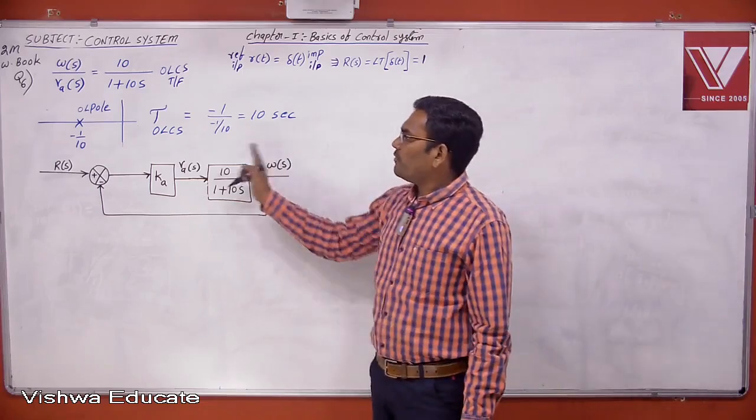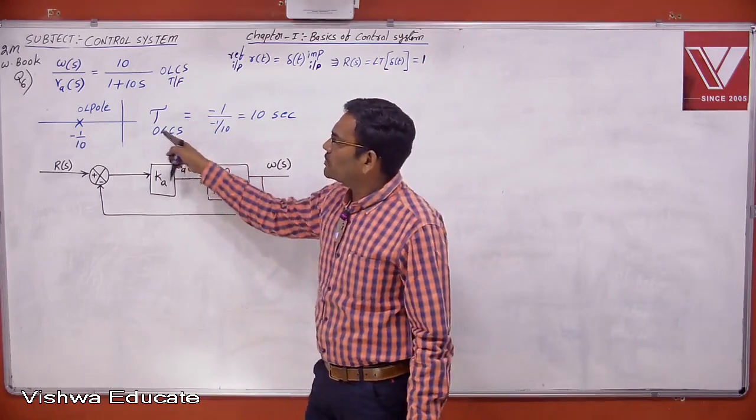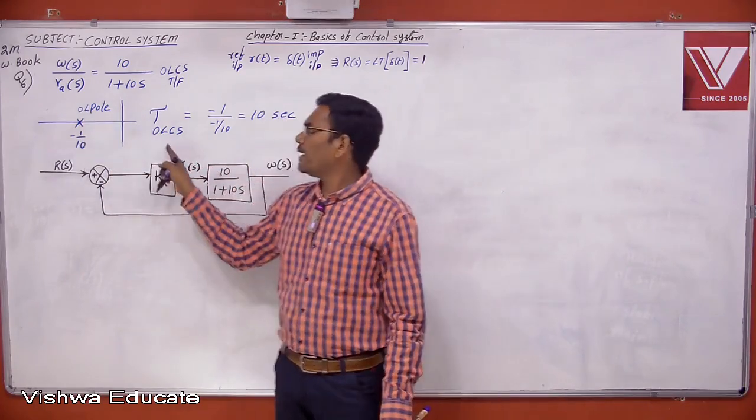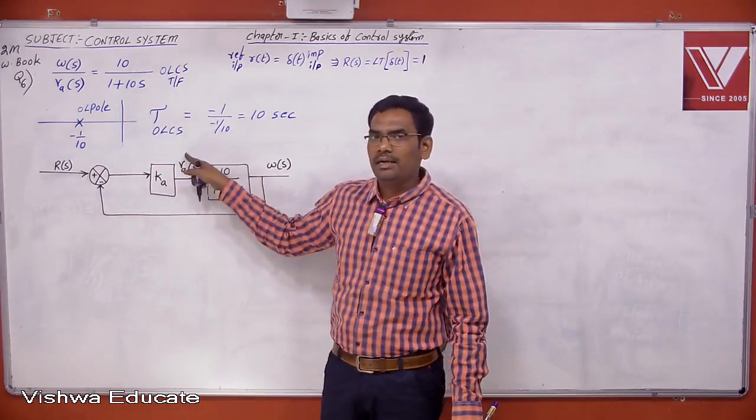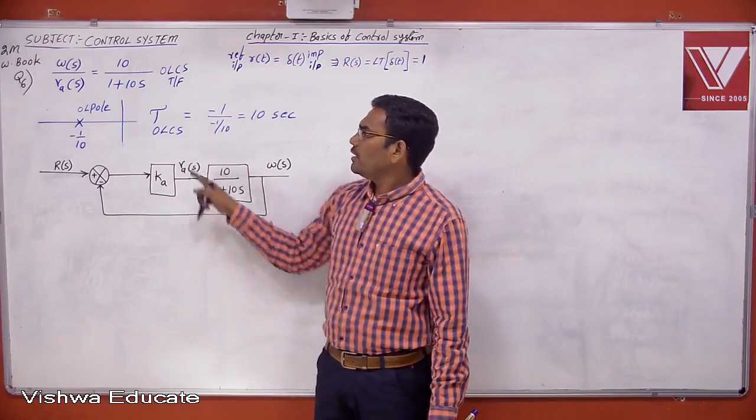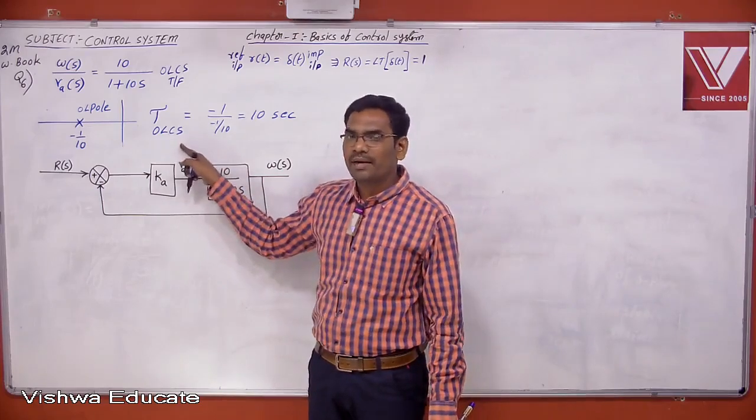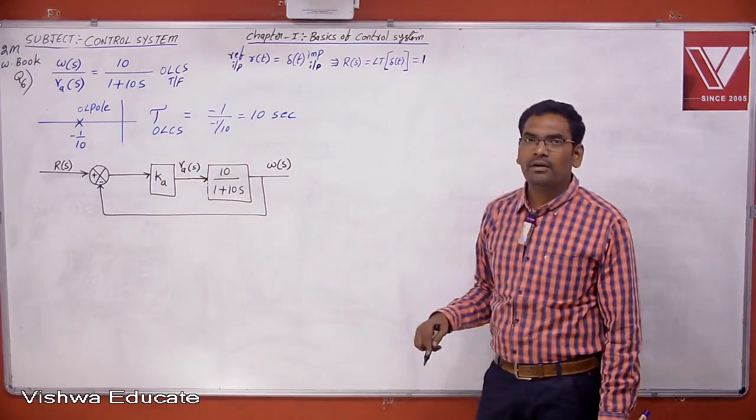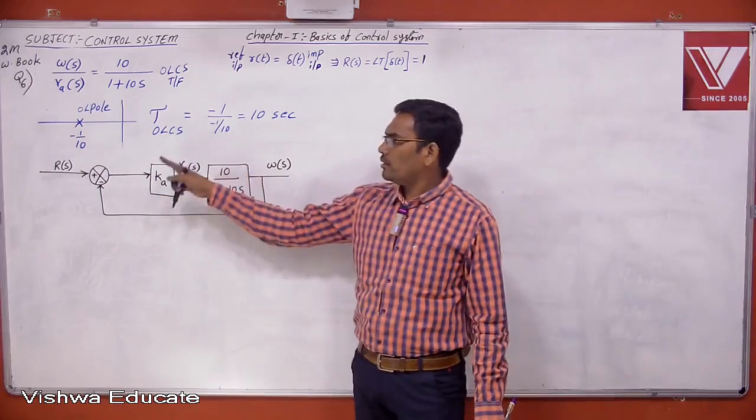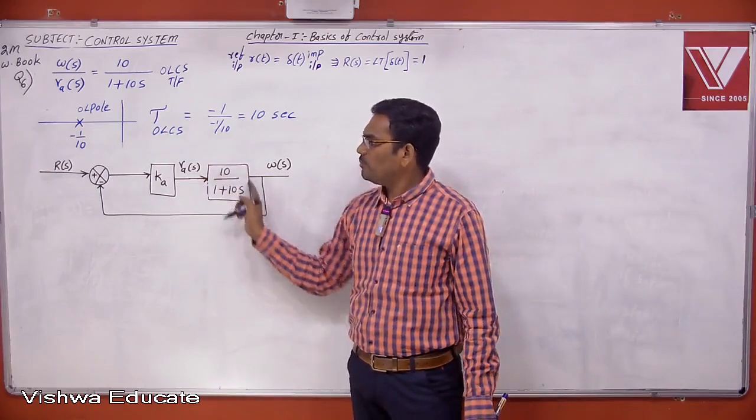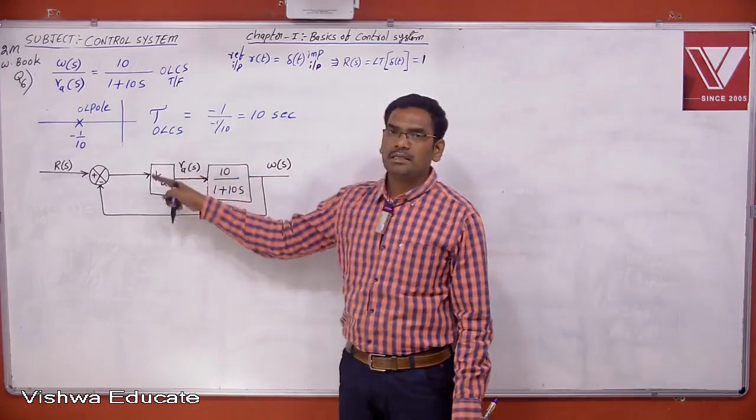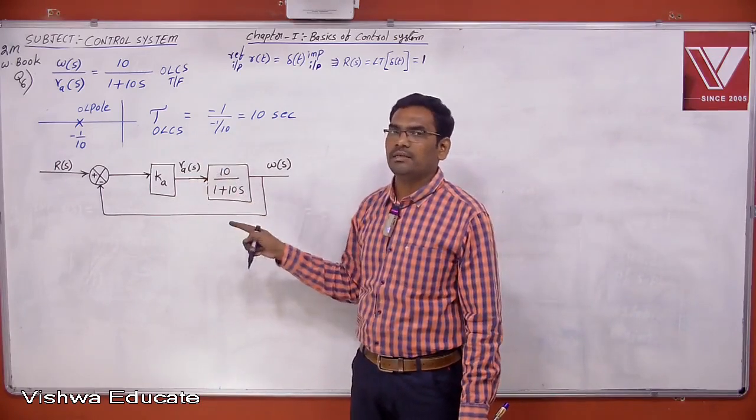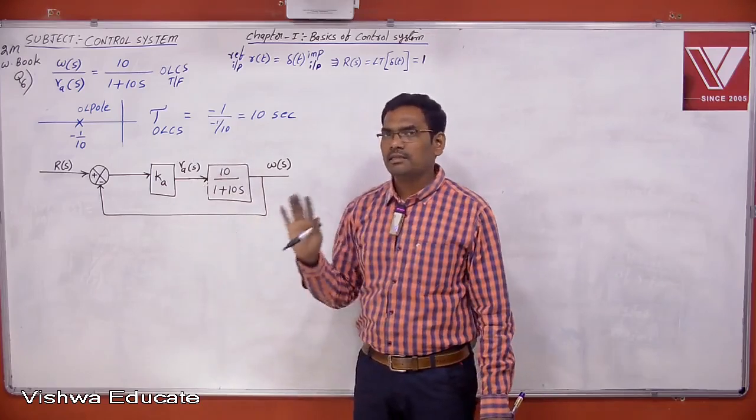Now, for finding the time constant of the open loop control system, we need the open loop pole. Once I have the open loop pole, I can easily find the time constant. Similarly, if I want to find the time constant of the closed loop control system, I need the closed loop pole. Many of you are simplifying this transfer function, G of S by 1 plus G of S H of S. If you simplify this total, that is wrong, not required.